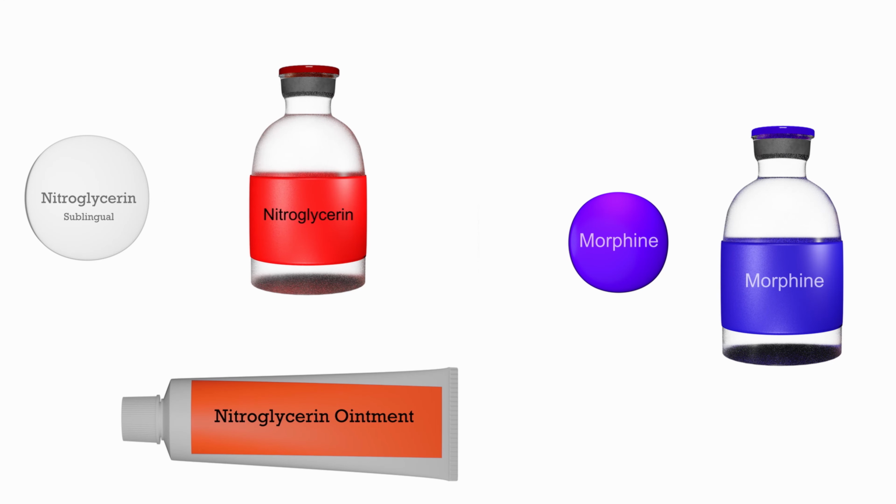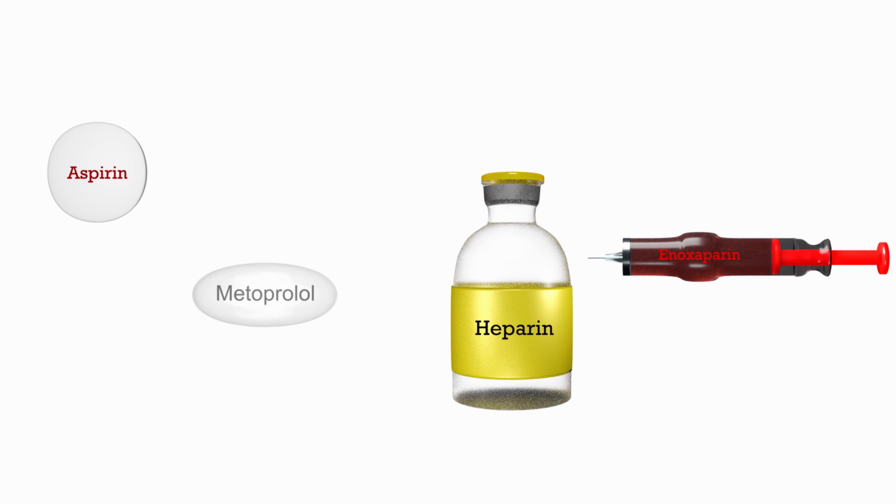Nitroglycerin and morphine can help to relieve chest discomfort. Antiplatelet agents such as aspirin, beta blockers such as metoprolol, and anticoagulants such as heparin drip and enoxaparin are typically administered to improve blood flow to the heart. Those who are allergic to aspirin can be given alternative antiplatelet agents such as clopidogrel.